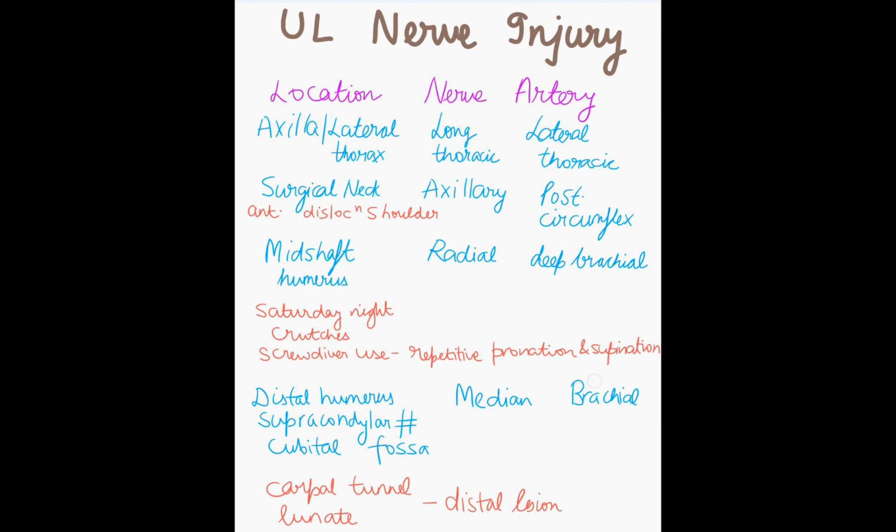We will be seeing the location, which nerve is involved at that location, and which artery is involved. Firstly, we are starting from above. So axilla or lateral thorax, or we can say the breast mastectomy, where axillary dissection is done. In that, what nerve can be injured? Long thoracic, that was the nerve to serratus anterior. And what artery is injured? Lateral thoracic.